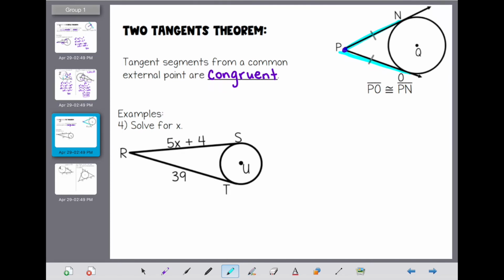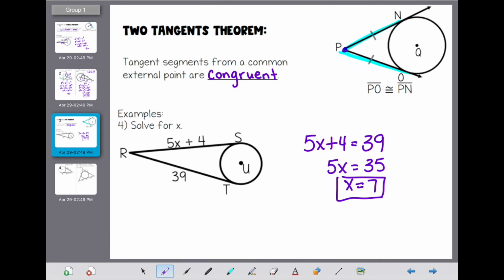So this actually ends up looking like a comet. You have the circle, and then the two tangents that connect, it looks like a little comet tail. So remember that the two parts of your comet tail are equal to each other. So in example 4, when we want to solve for X, we simply need to take the two parts and set them equal to each other. And it's as simple as that.